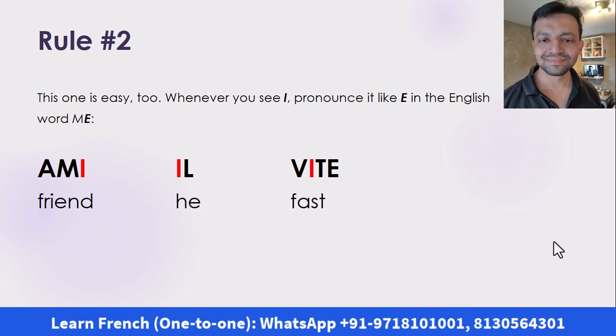Next, move to rule number 2. This one is easy too. Whenever you see I, pronounce it like E in the English word me. Ami means friend. Il means he. Veet means fast.